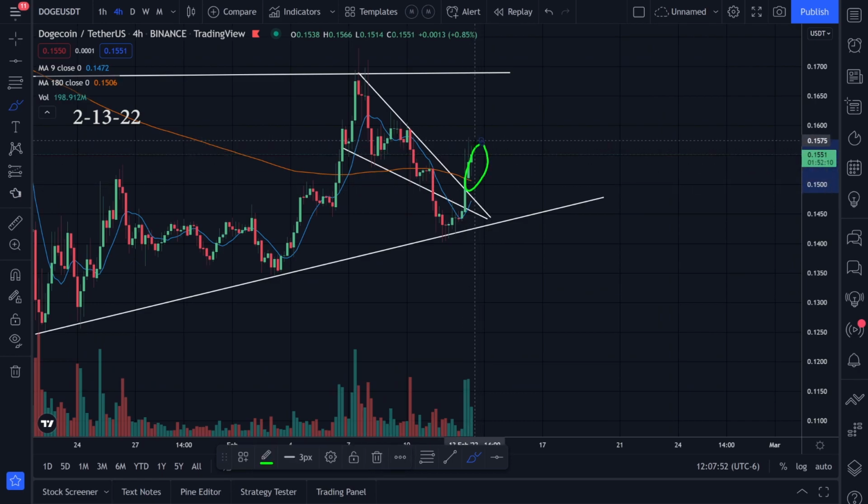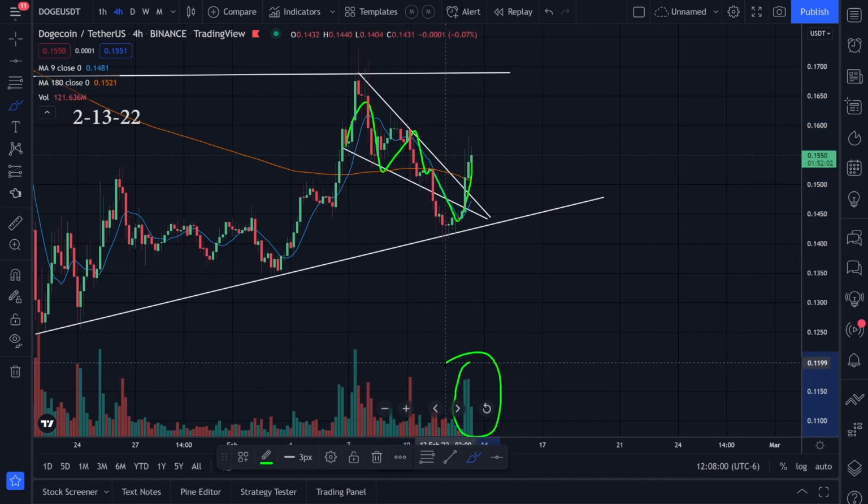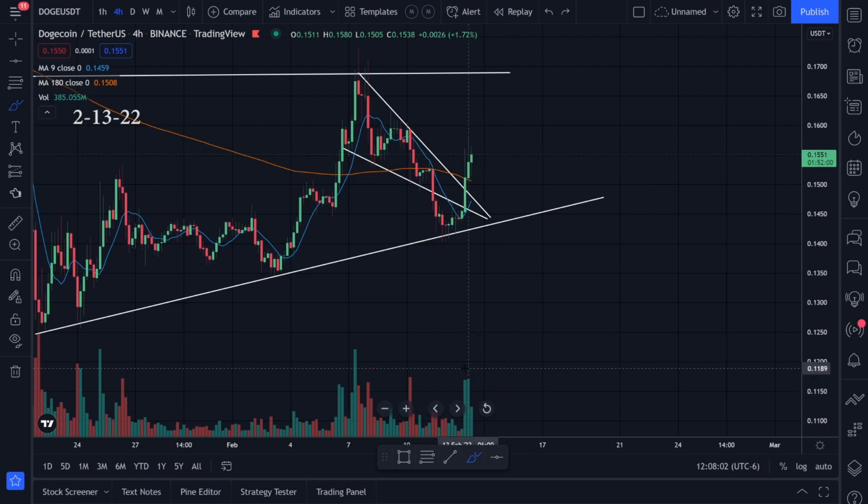If we go over to the 4-hour time frame, this does look pretty good. We're getting some nice green candles. And then if we look at the volume right here, we got this little falling wedge pattern. We got a fake out to the downside, and then now we're breaking out and we're getting some pretty good green candles. I'm curious how far this momentum is going to take us going to the upside.